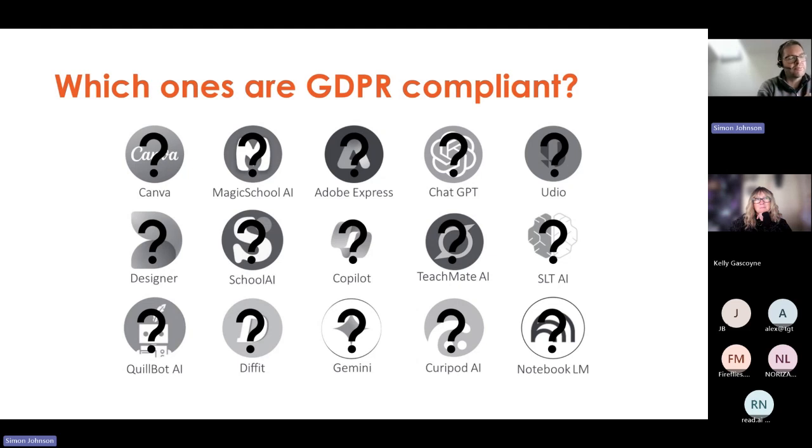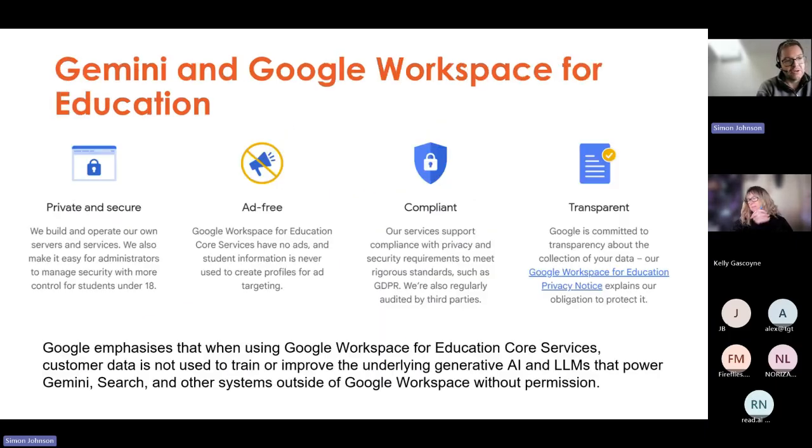How many of those tools protect your data and don't use your prompts or your images or your documents you upload to train AI? I don't know the answer to that. And not many people may know the answer to that. But what I do know is if you are using Gemini or Notebook LM, and you're signed in with your school Google account, so your Google Classroom account, then you are protected. So it's ad-free, it's private and secure, and it's GDPR compliant. So anything that you upload, any prompts that you use are not used to train AI. That's really, really important.